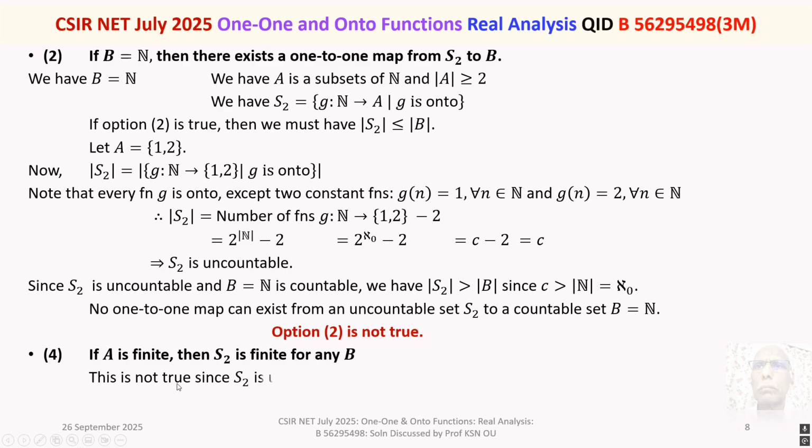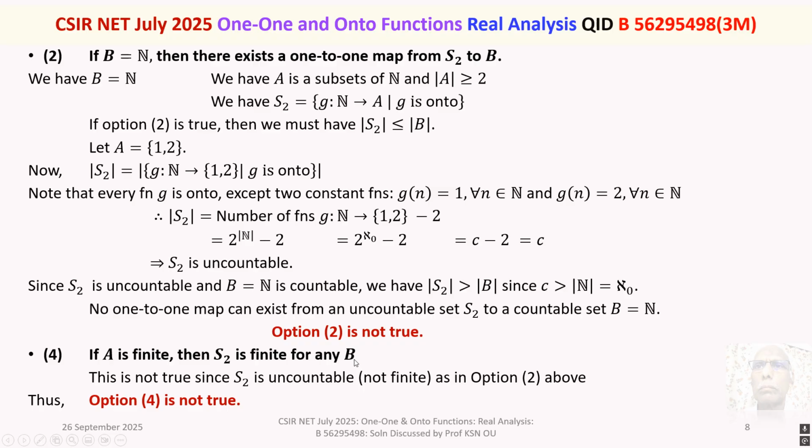This is not true since S2 is uncountable, not finite, as in option 2 above. As in option 2, A is the set consisting of 1, 2, and B is the set of natural numbers. Then S2 comes out to be uncountable, but it cannot be finite. Therefore, option 4 is not true. Right. Summarizing all the options, the answer to this question is option 3.